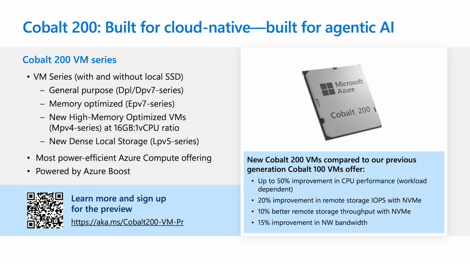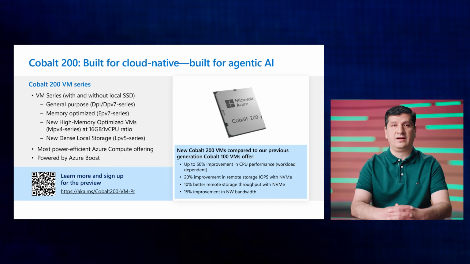Cloud-native services, agentic AI, where developers spend most of their time today, containerized microservices, distributed data pipelines, vector search, retrieval, model orchestration, and agent runtimes. These workloads are concurrent, memory-aware, and I/O-sensitive, and they need to be cheap to run at scale. That's why Cobalt 200 ships not as a single SKU, but as a full portfolio expanding on Cobalt 100 with high memory optimized and dense local storage optimized VMs. And it's our most power-efficient Azure compute offering yet.